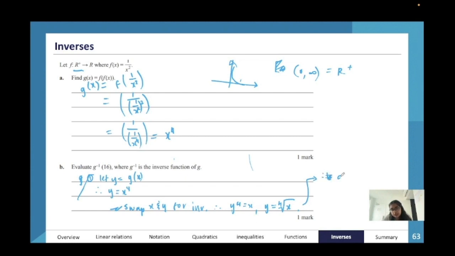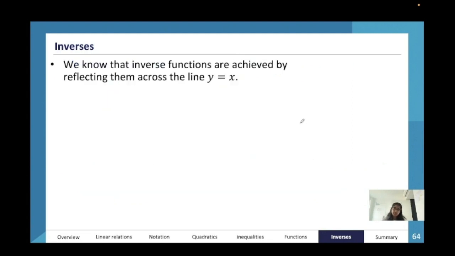Here we can say g inverse of x equals... we don't even need the domain actually. I don't know why I did that. Okay, g inverse of x is the 4th root of x. Therefore, g inverse of 16 equals the 4th root of 16, which is 2. And it's a positive value because it's the positive domain. So hopefully that makes sense so far. Keep going.